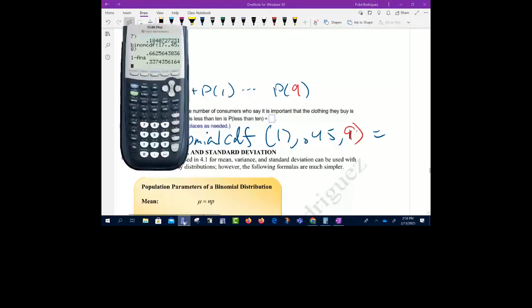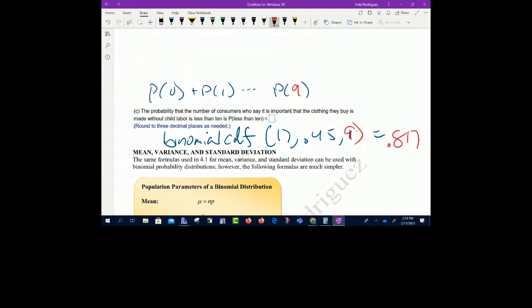So we don't want 10 or less, we want strictly less than 10. So let's go second, bars. Let's scroll downstairs. Let's hit this, 17, comma, 0.45, comma 9. Oops, sorry, I forgot my comma. Here we go. And I'm coming up with 0.817. There we go. Good, very good.